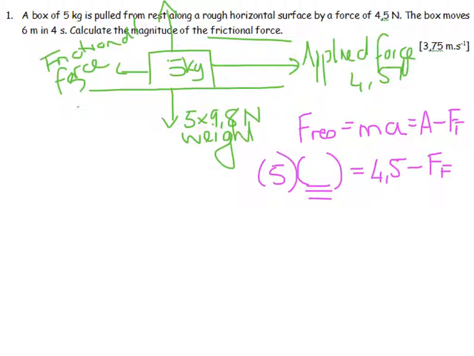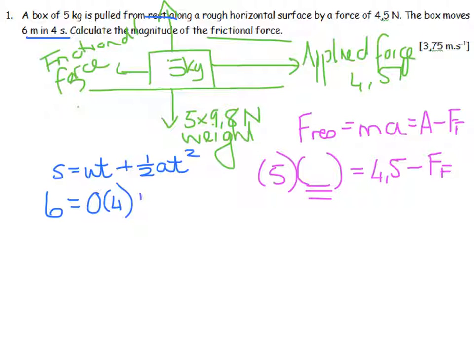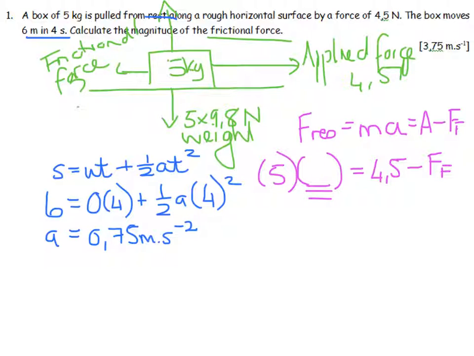So I also know that this object moves 6 meters in 4 seconds from rest. So I can say distance is equal to, or displacement is equal to ut plus a half at squared. I know nothing about the final velocity, so I choose an equation of motion that does not include the final velocity. I then substitute in my values, and don't forget the half and don't forget the squaring. And when you rearrange that, you find that you get 0,75 meters per second squared. That is the acceleration of this system, so I can put it in over there.